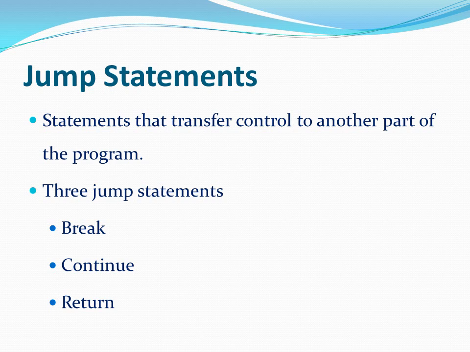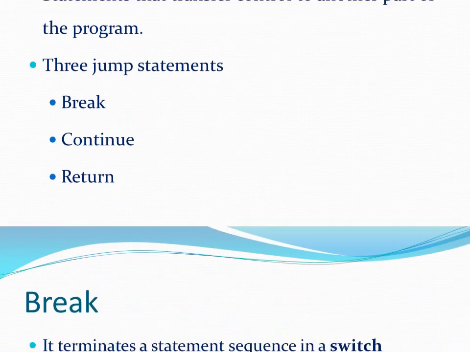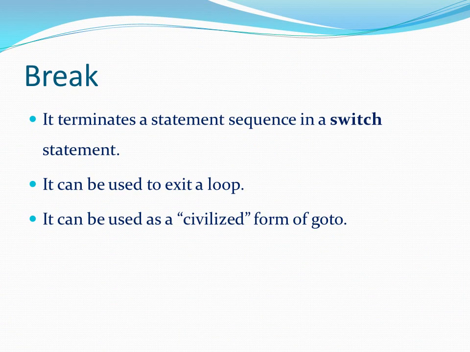The last control statement is the jump statement. Here we see 3 jump statements: break, continue and return. The first jump statement is break. It terminates the sequence of statements. We can use this break statement to exit the loop, or it is another form of goto.